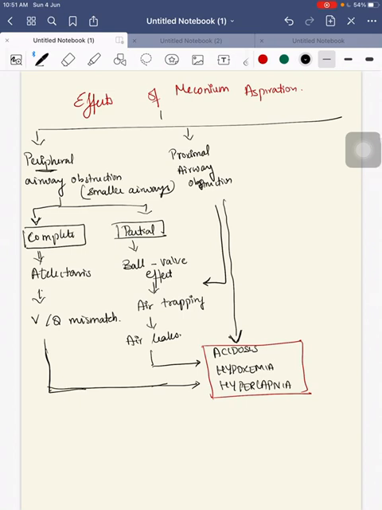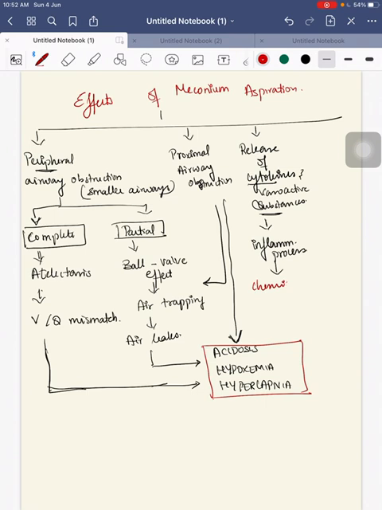and acidosis. This meconium can also cause release of cytokines and vasoactive substances. These cause an inflammatory process, which in turn leads to chemical pneumonitis, which again leads to hypoxemia, hypercapnia and acidosis.